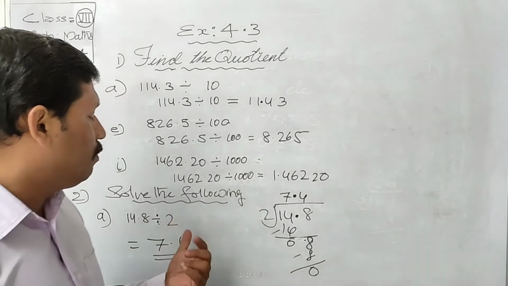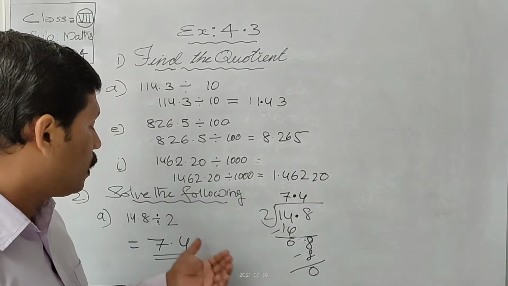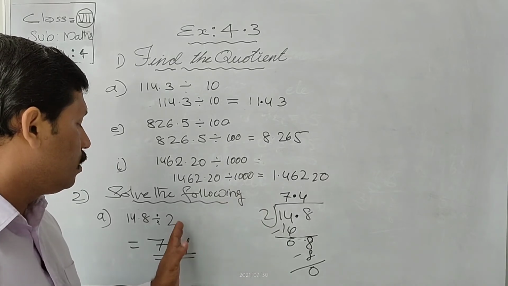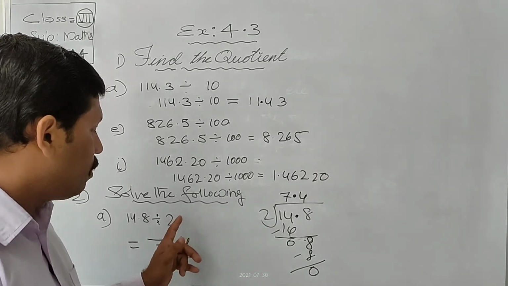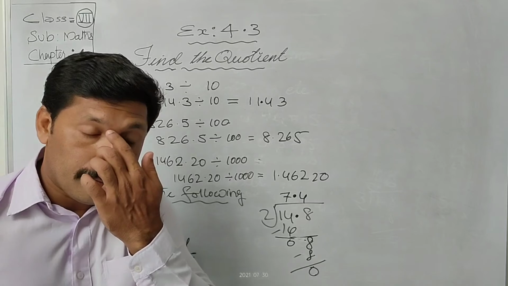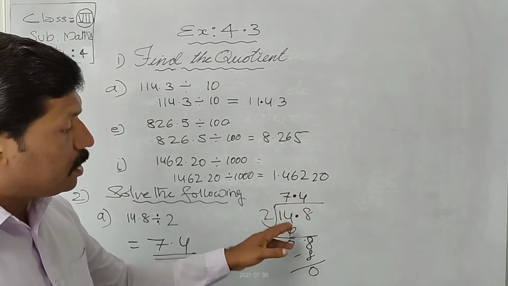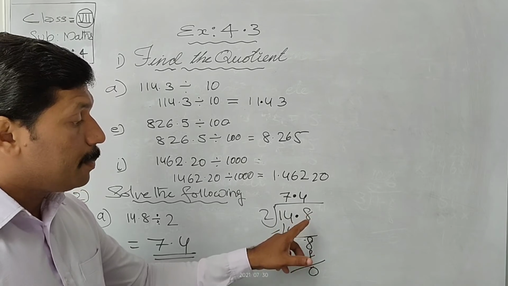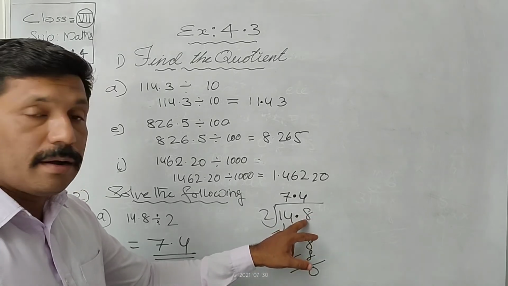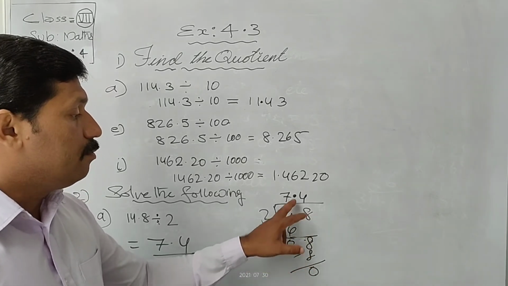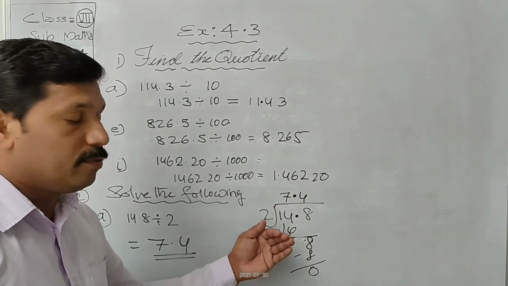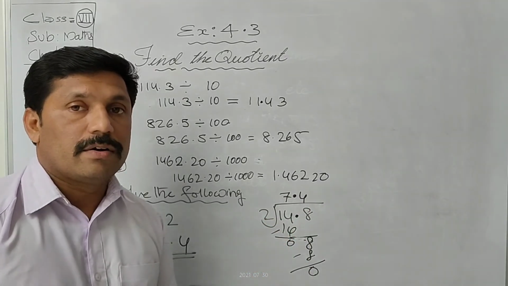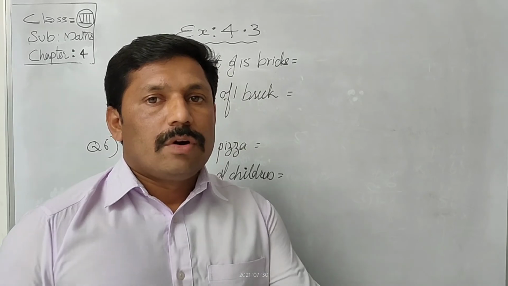So when we divide a decimal number by a whole number, we don't need to multiply by any number because the divisor does not have any decimal point. We can continue the division, but we have to take care whenever we bring down the digit from the decimal part. At that time we place a decimal point in the quotient and we can continue the division. Okay students, now we solve the next question.